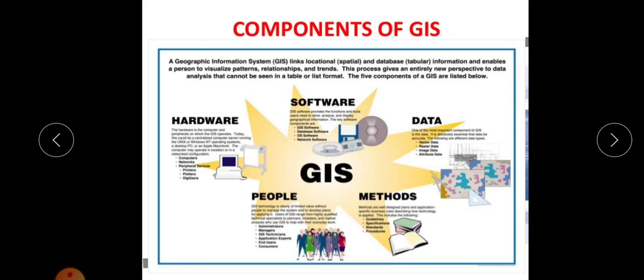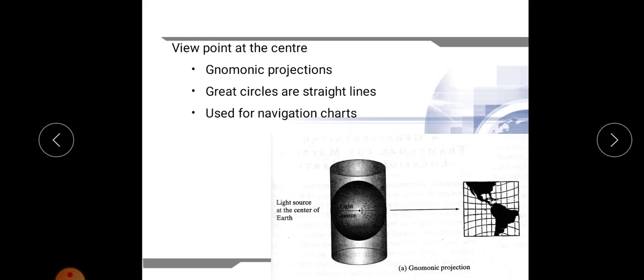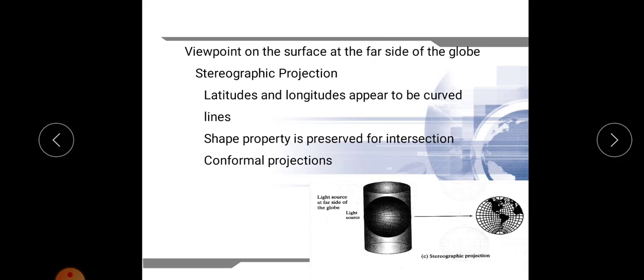Okay, so this is the classification of map projection based on the light source. So if the light source is at the center, it is gnomonic, and if the light source is from infinity, it is orthographic, and if the light source is from the far end of the globe, it is stereographic projection. Okay, so these are the different types of classification for map projection.